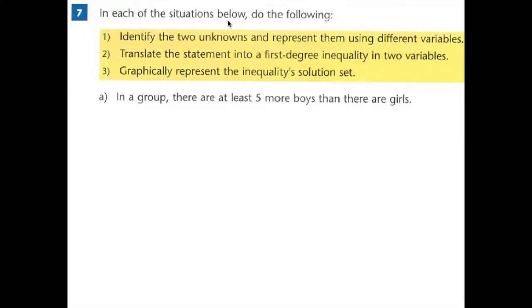Number 7, in each of the situations below, do the following. 1, identify the two unknowns and represent them using different variables. 2, translate the statement into a first-degree inequality in two variables. 3, graphically represent the inequality solution set.